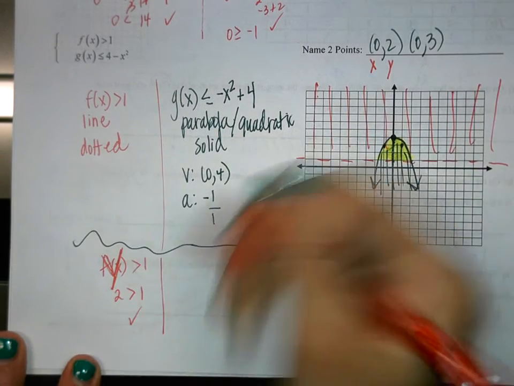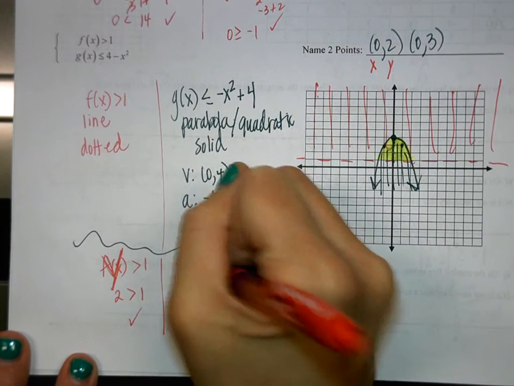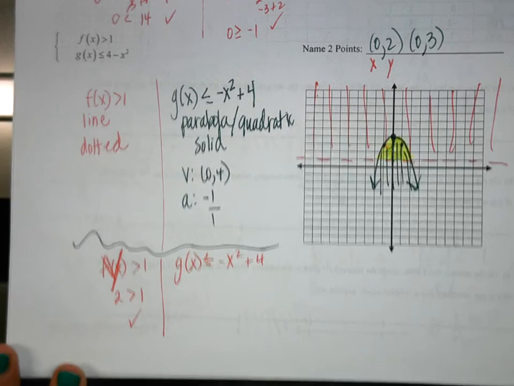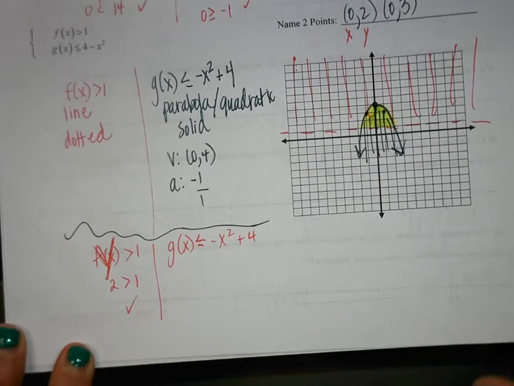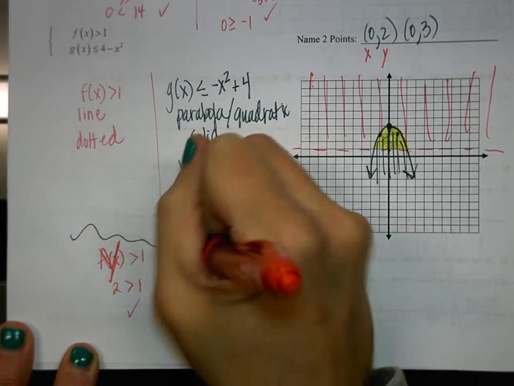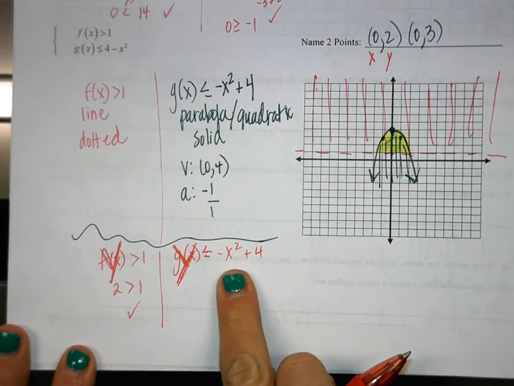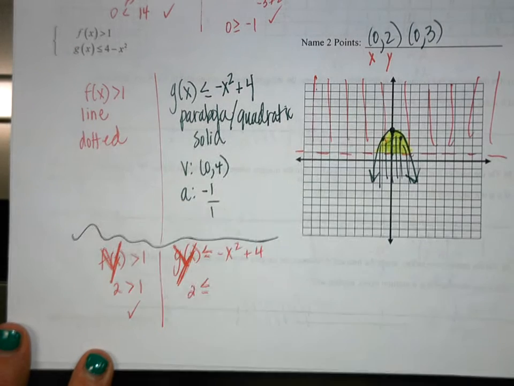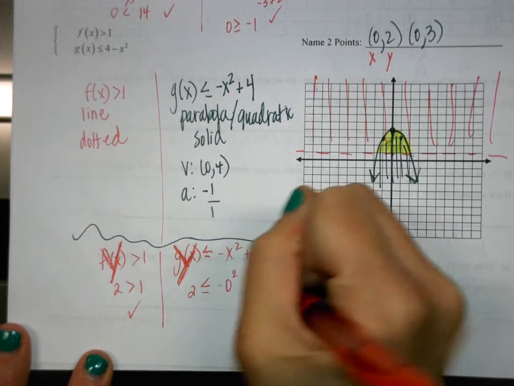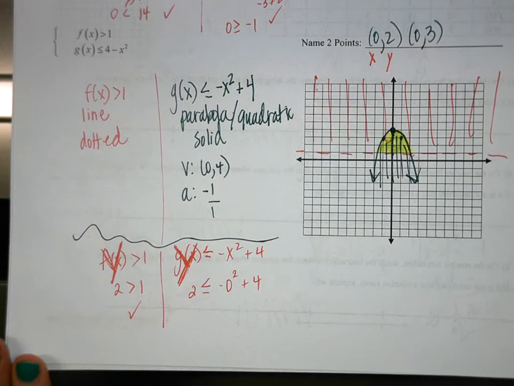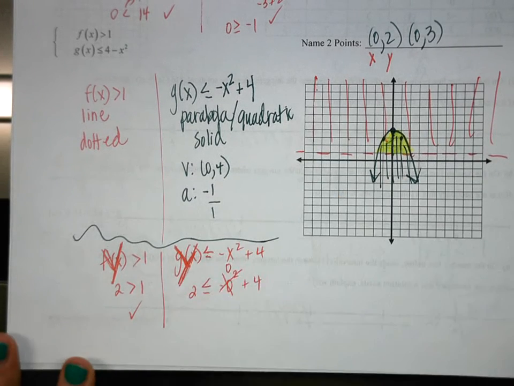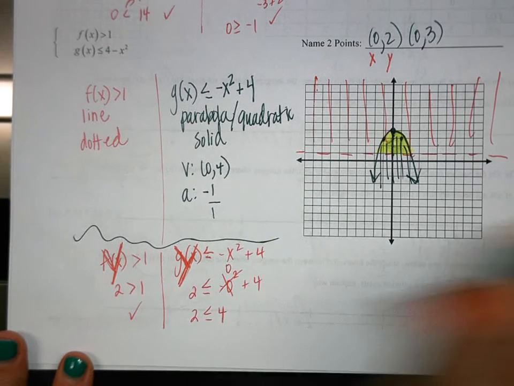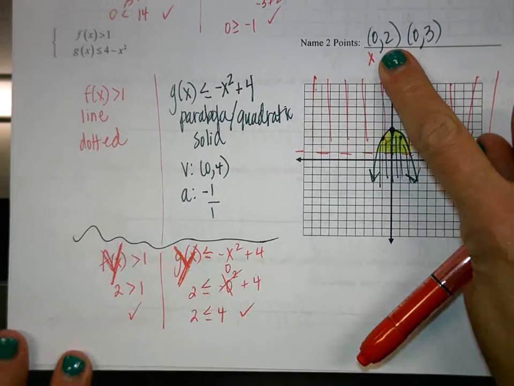We're good. Okay, so my g of x equation is negative x squared plus 4, and that's supposed to be less than or equal to. And again, g of x really represents y, and then the x is right there, right? And so we're going to write 2 is less than or equal to negative 0 squared plus 4. Well, negative 0 squared is just 0, and 0 plus 4 is 4. Is 2 less than or equal to 4? Yes. So that checks out, so we know for sure that point does work.